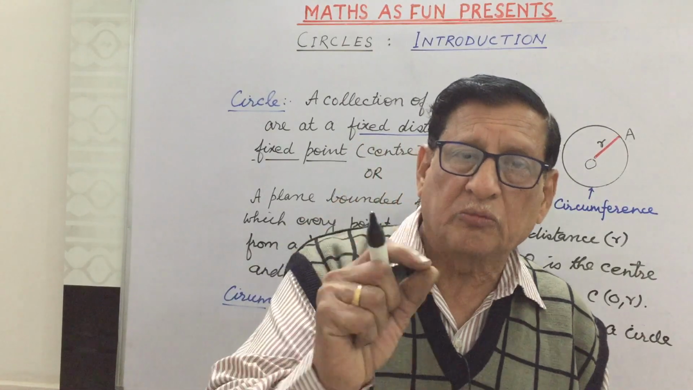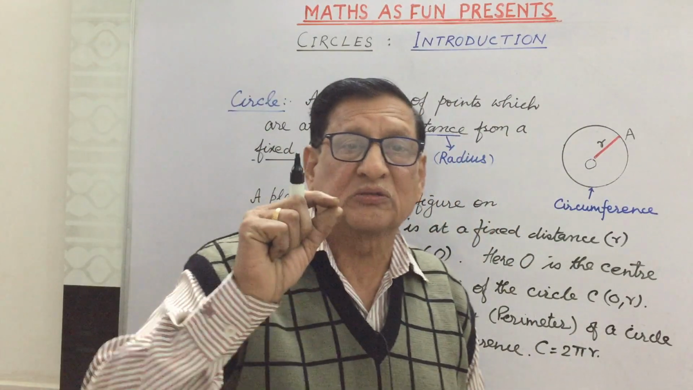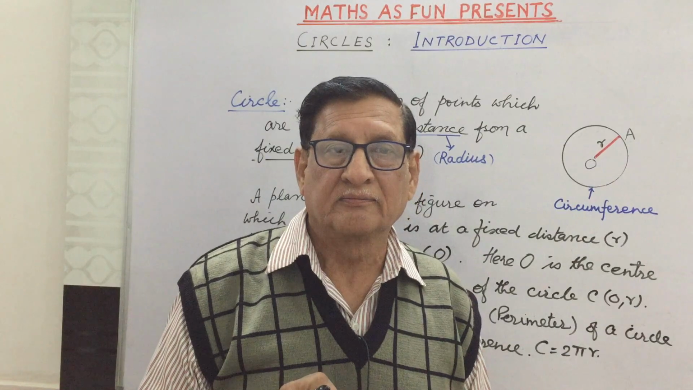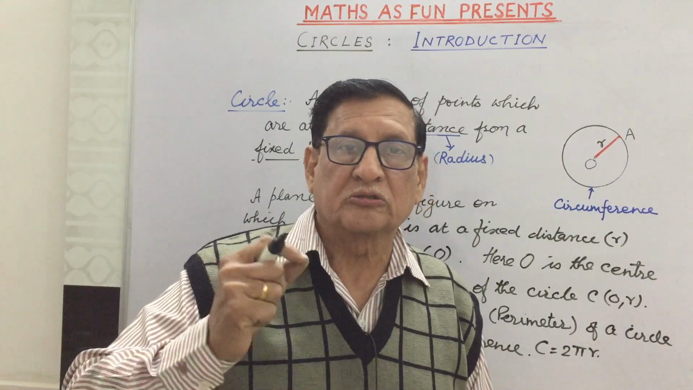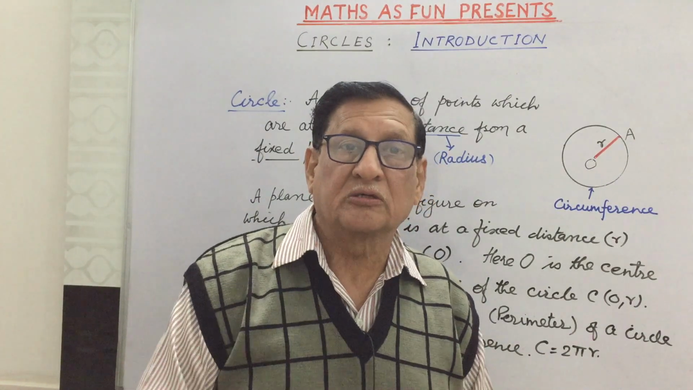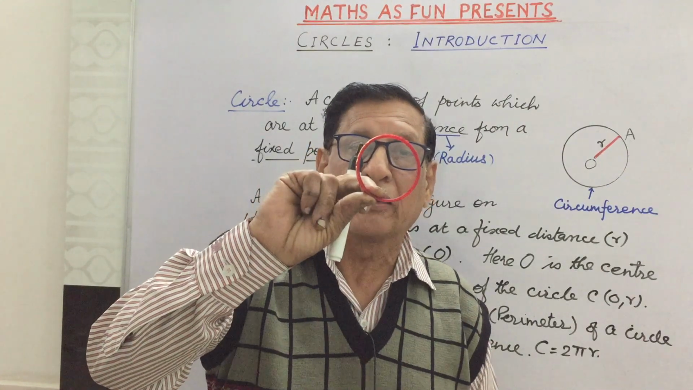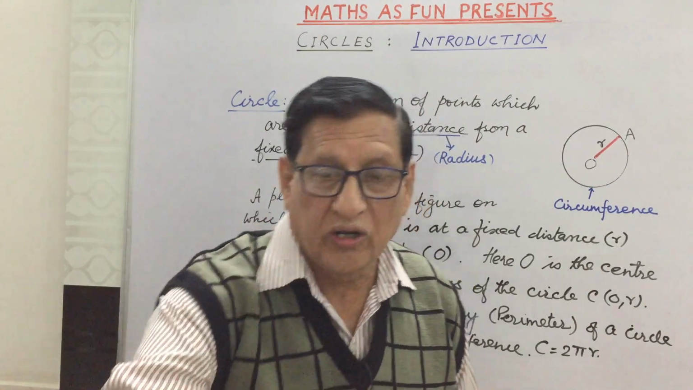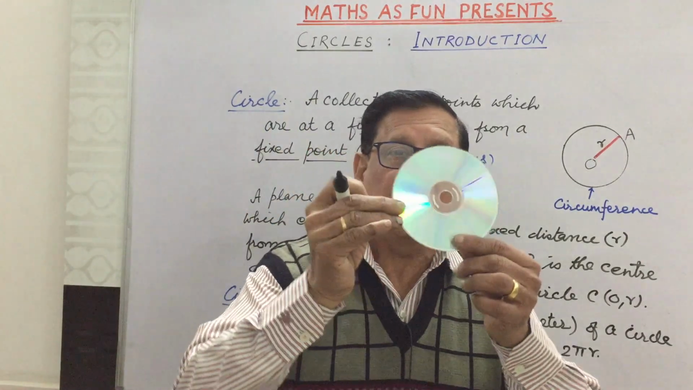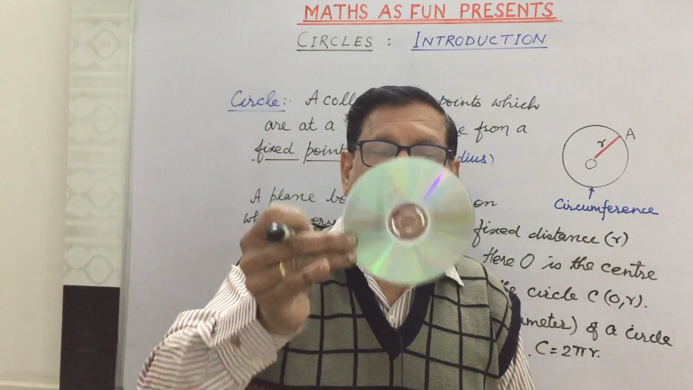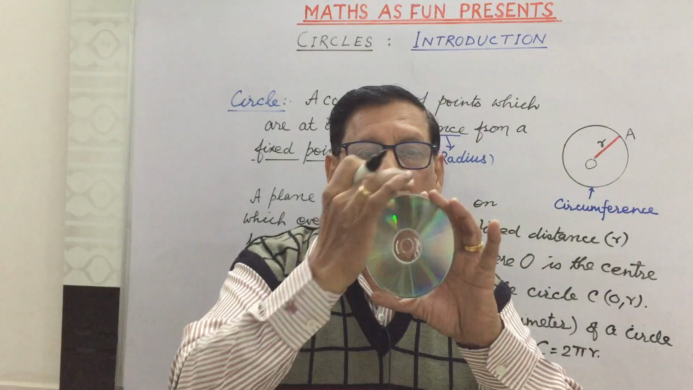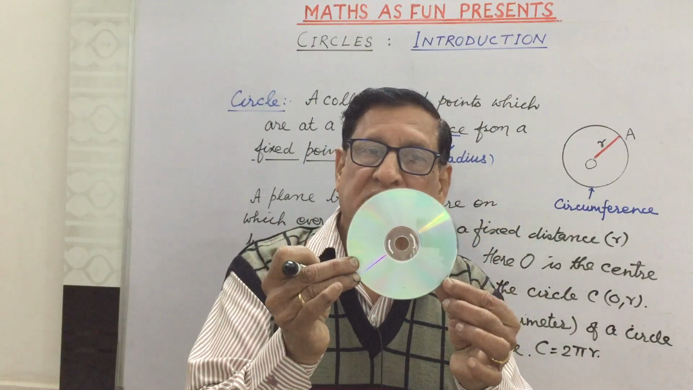When we talk about the circle, when you were in the smaller classes, in the primary classes, the teacher told you that a circle is something like this. A bangle or a CD was shown to you like this. It is a circle, and you were taught that a round even figure is known as a circle.